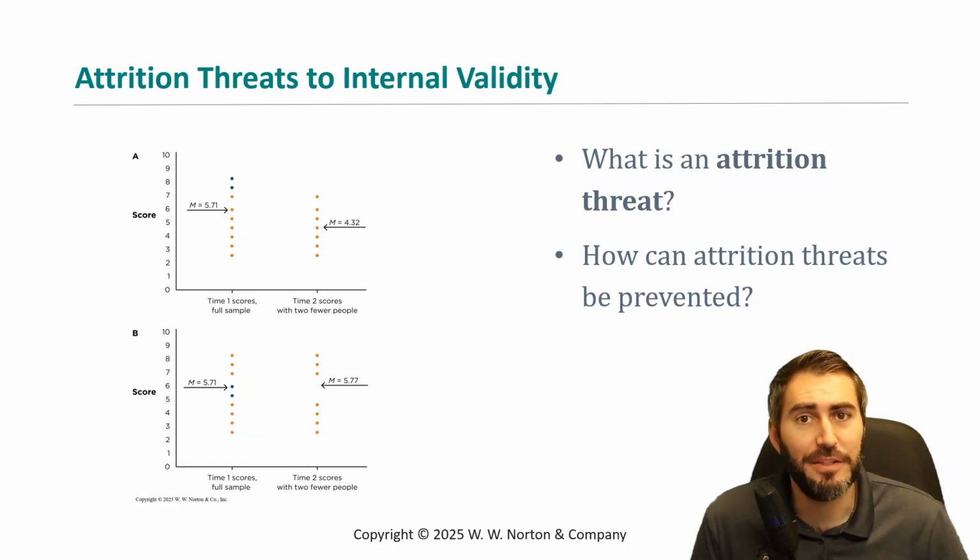However, in graph B, the participants who drop out have scores closer to the mean, so removing their scores doesn't dramatically change the group mean at post-test. Therefore, attrition isn't a real threat here.